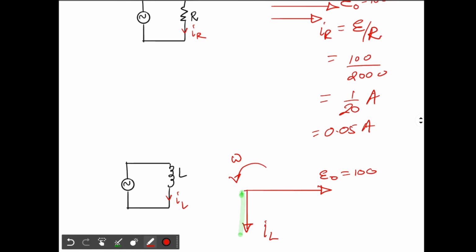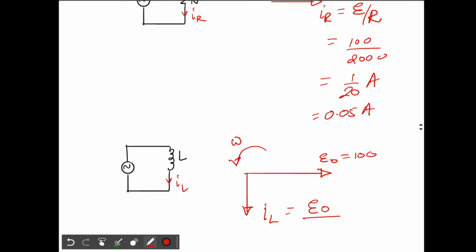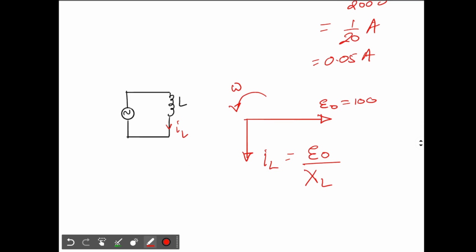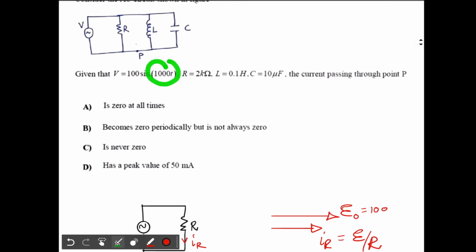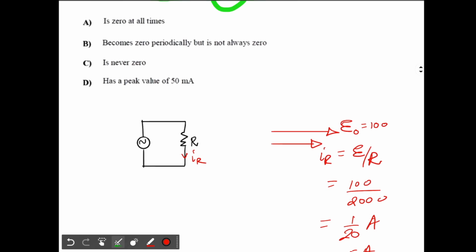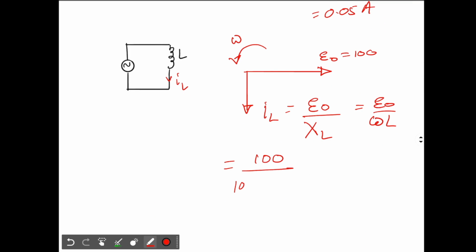So this is IL and that will be equal to E naught by XL. Again, what is XL equal to? Omega L. So E naught is 100, omega from the question is 1000 and L is given 0.1 Henry. So 1000 into 0.1, so that is 1 ampere. So the current amplitude through the inductor is 1 ampere, but this is lagging in phase with respect to EMF. Then we come to the capacitor branch.